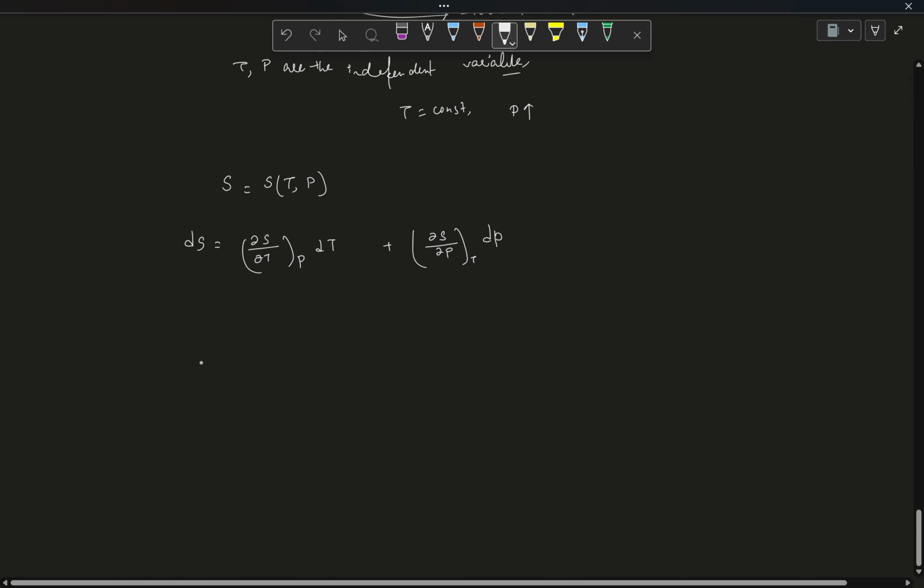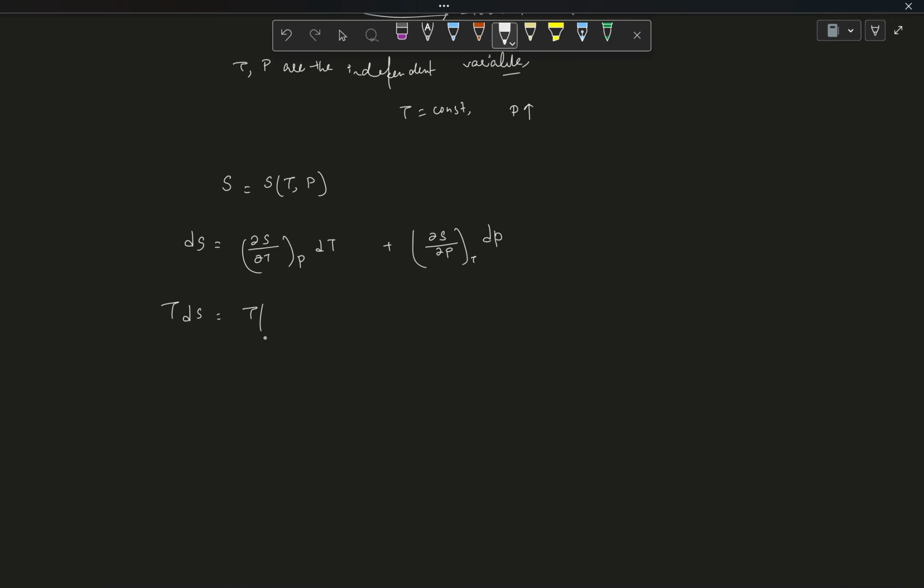Now you have to know what is TdS, because TdS is the formula for dq. So TdS is simply T del S del T at P constant dT plus T del S del P at T constant dP. Now one thing you know from the thermodynamic quantity idea is that Cp is the specific heat at constant pressure that has a generic formula T del S del T at constant pressure P. And similarly Cv will also have a formula like T del S del T at constant volume V.